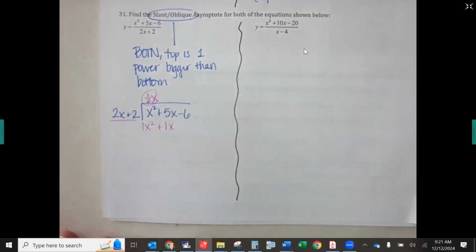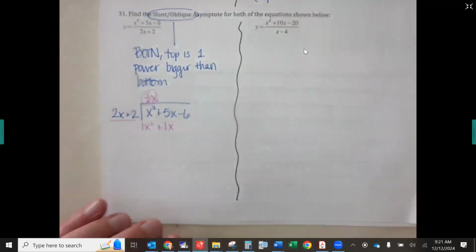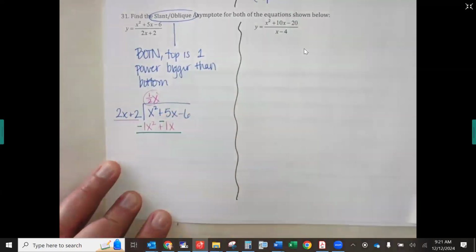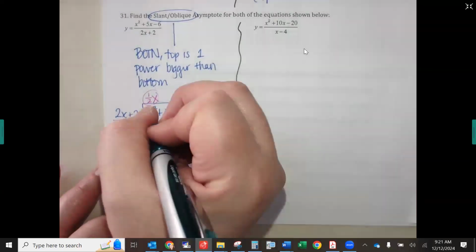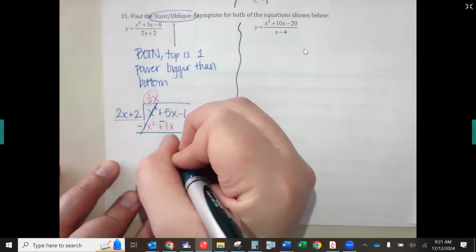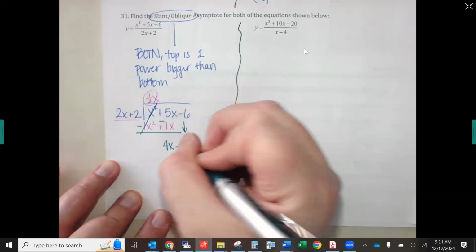But before you combine the rows, what do we need to do to the signs? Do you remember? Change them. So this is going to go minus, minus. X squared minus x squared is going to cross out. 5 minus 1 is going to give me a 4x, carry down minus 6.